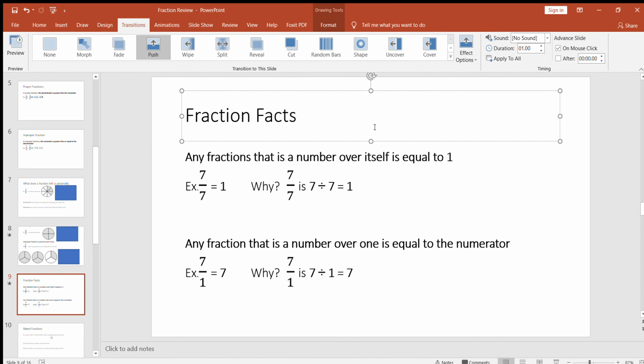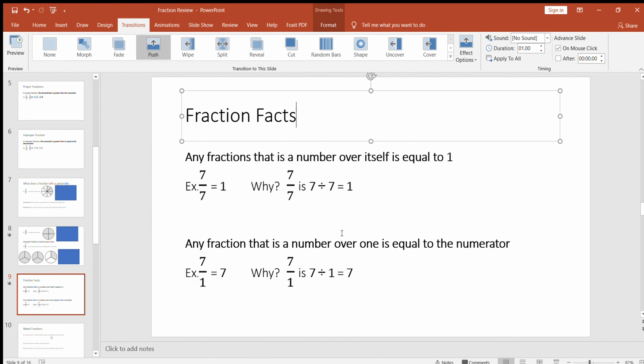Why? We'll get into that later, but let's talk about the fraction facts. So the first fact is any fraction that is a number over itself is equal to 1. What do I mean by that? 7 over 7, a number 7 over itself 7, should be equal to 1. Why is that, you might wonder? Well, 7 over 7 is basically 7 divided by 7. 7 divided by 7 is equal to 1. That's why 7 over 7 is equal to 1.